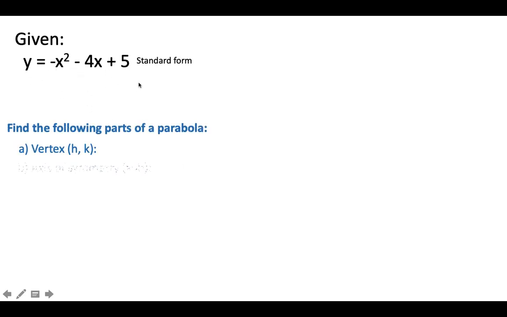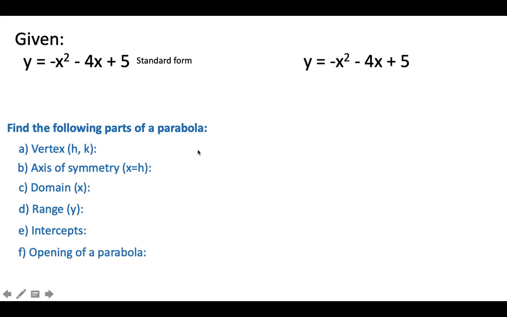It is in standard form, and we're going to find the following parts of a parabola. Okay, so we're going to set this first into vertex form. Then we're going to isolate this third term, and we will make our quadratic term a positive. So we can factor this by factoring the negative 1. Anyway, if we're going to distribute this here, it will just go back to its original given.